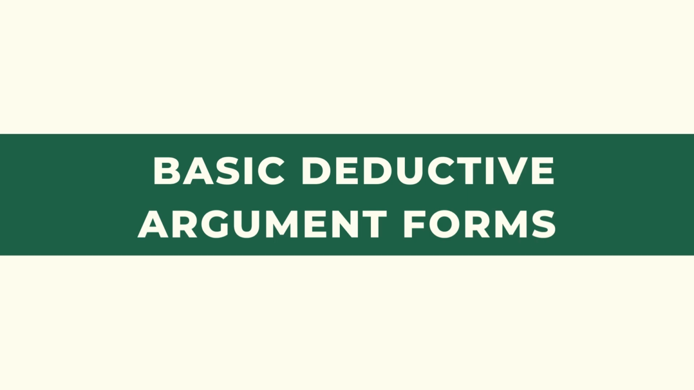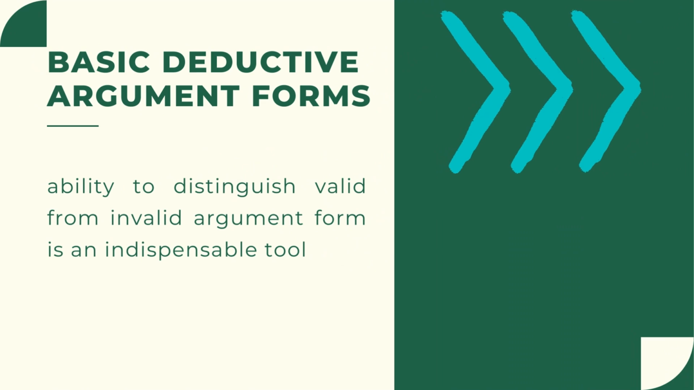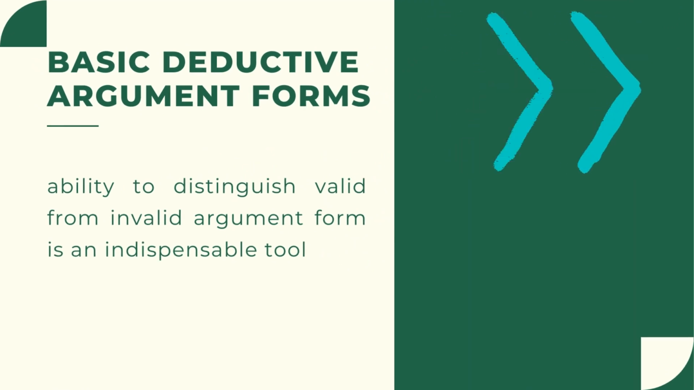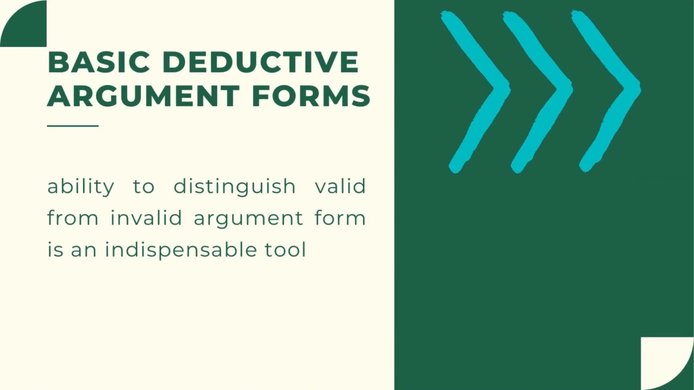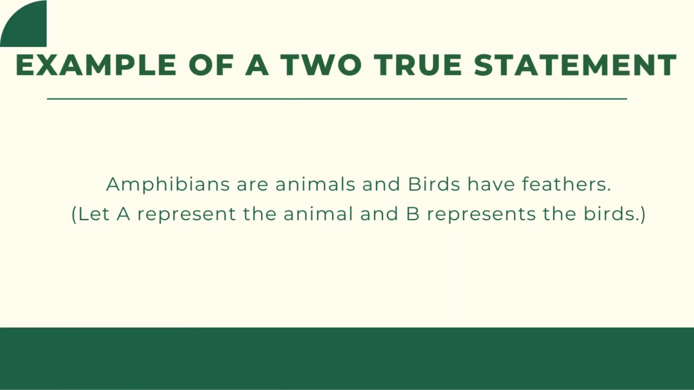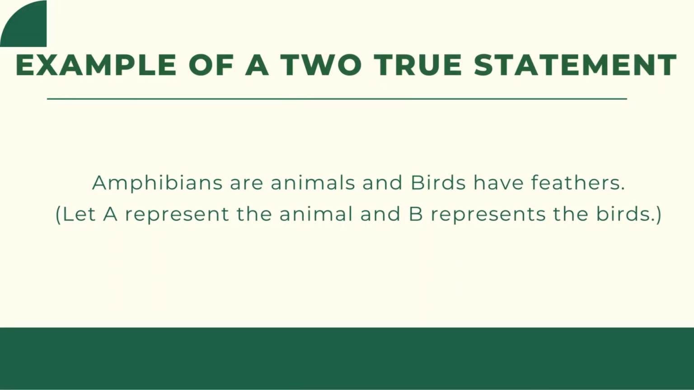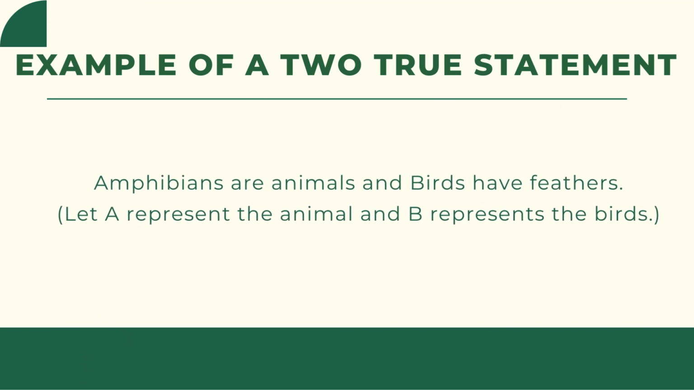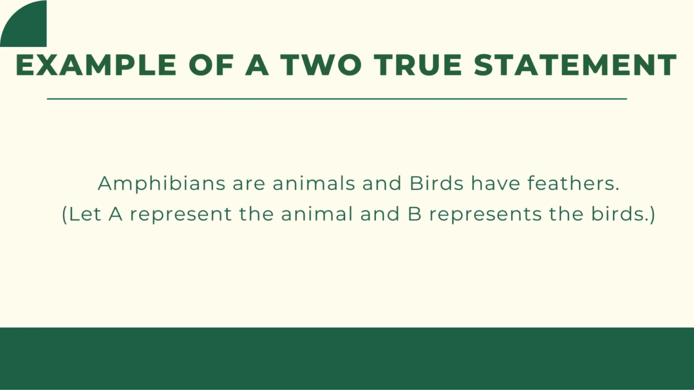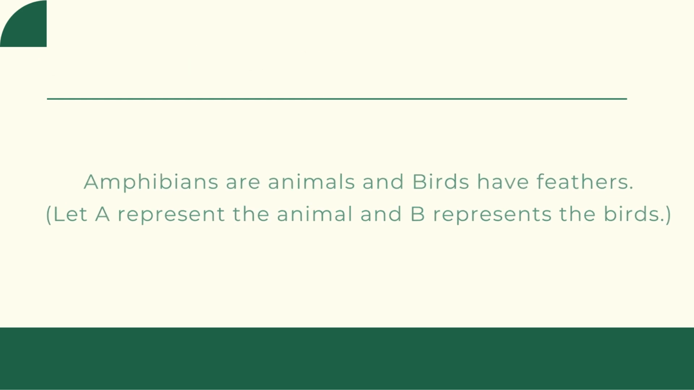Basic deductive argument forms. The ability to distinguish valid from invalid argument forms is an indispensable tool so that you could do the same to more complicated argument structures. The conditionals. Example of a two-true statement: amphibians are animals and birds have feathers. Let A represent the animals and B represent the birds.